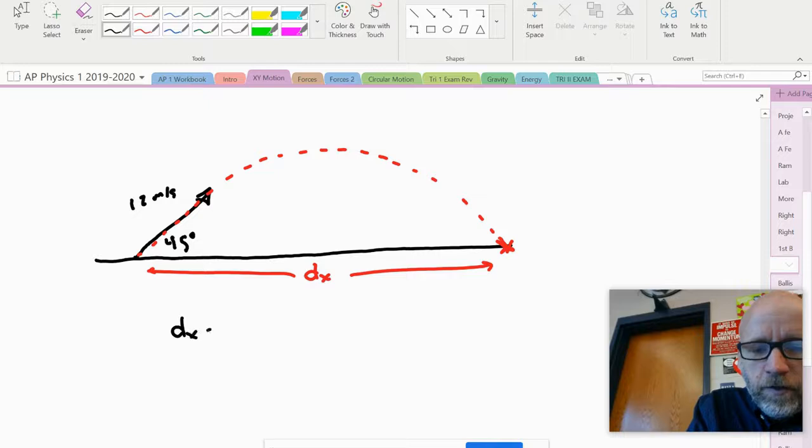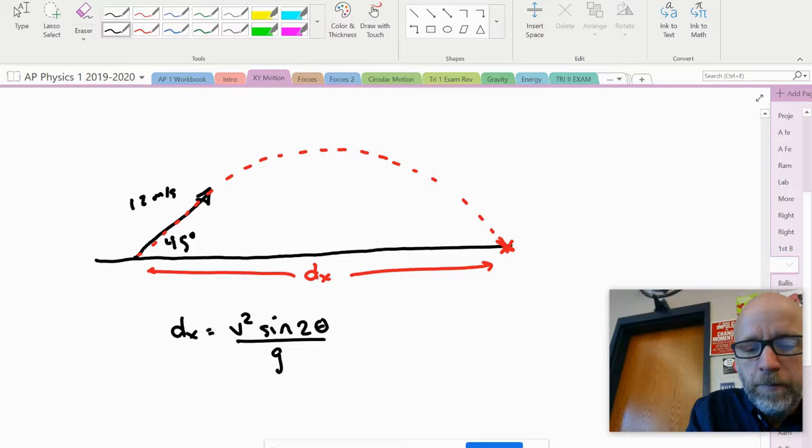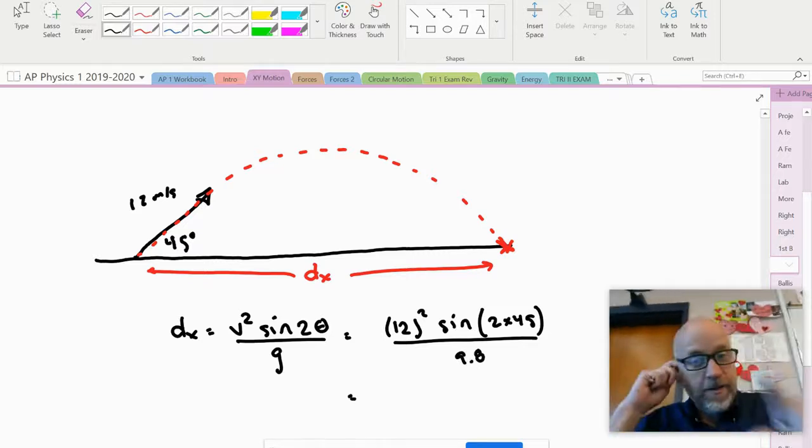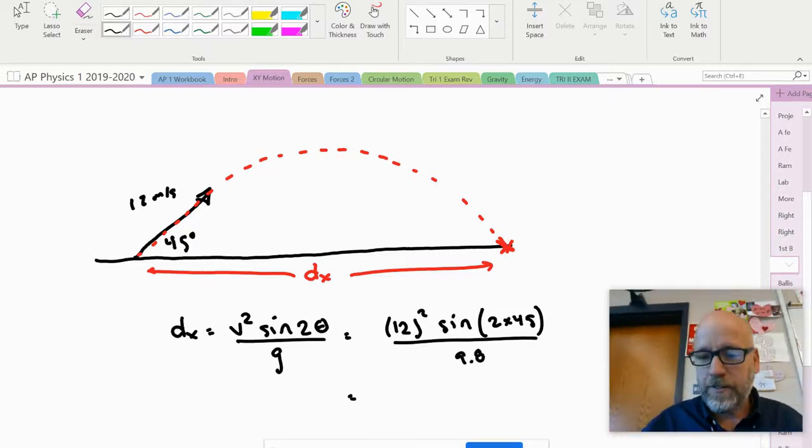So let's plug in some numbers. dx equals v squared times the sine of twice the angle, all divided by 9.8. Get your calculators out. So I'm going to have 12 squared times the sine of 2 times 45 degrees, divided by 9.8. Now, 2 times 45 is 90. What's the sine of 90?